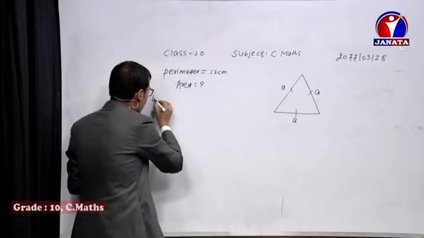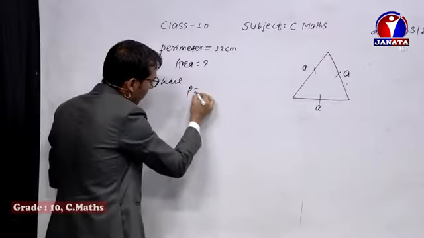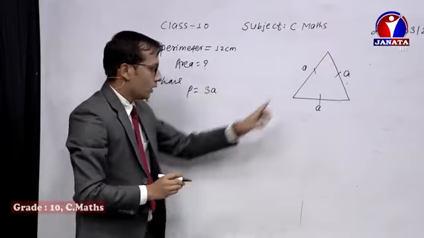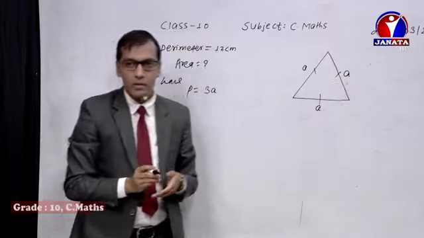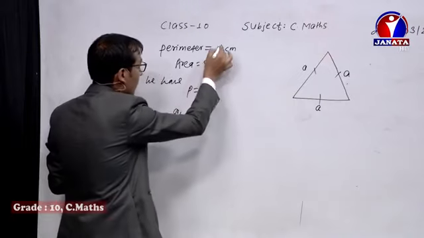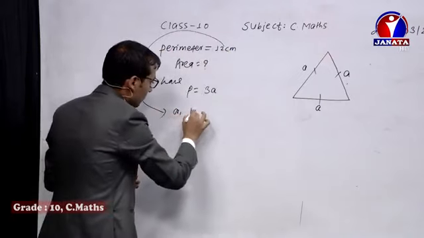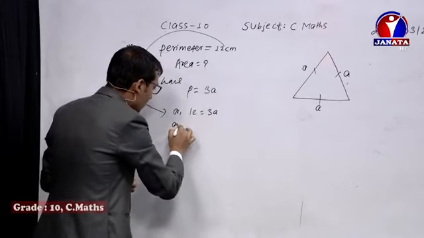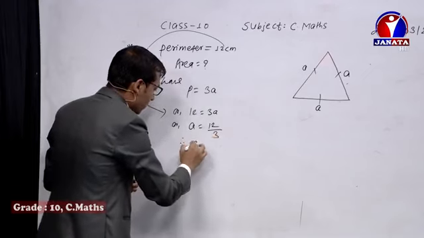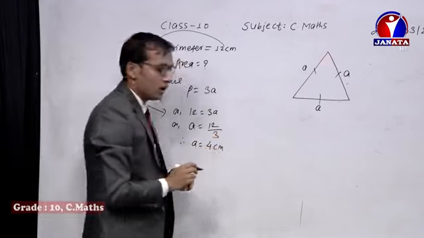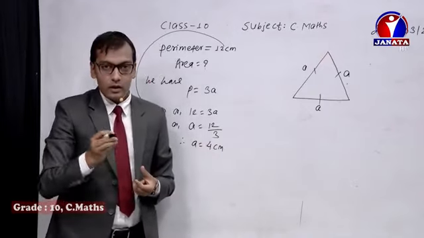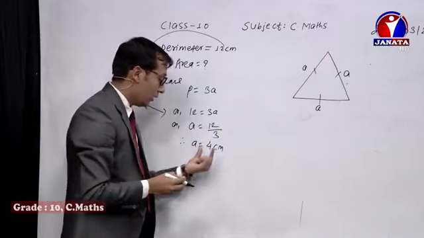So we have, perimeter is the sum of three sides, so it's 3A unit. A plus A plus A is 3 times A. Here the perimeter is 12 centimeters, so we can replace: 3 times A is 12, or A is 12 by 3, so therefore A is 4 centimeter. So A is the length of each side of the equilateral triangle, it's 4 centimeter.